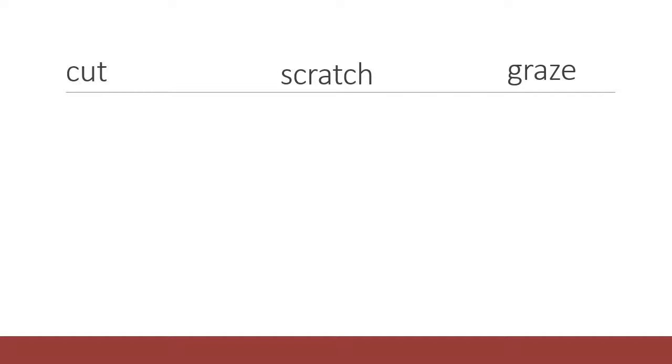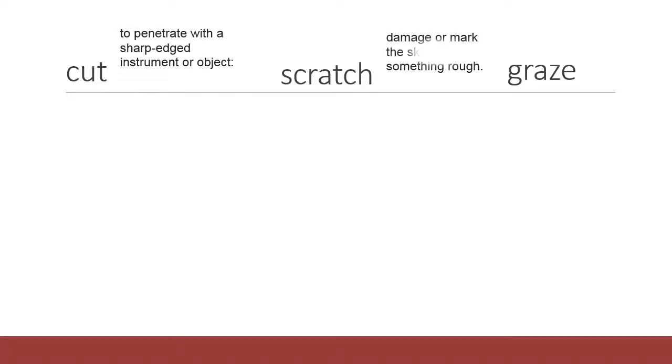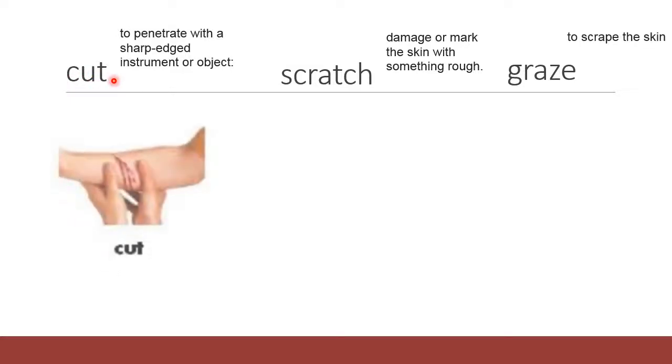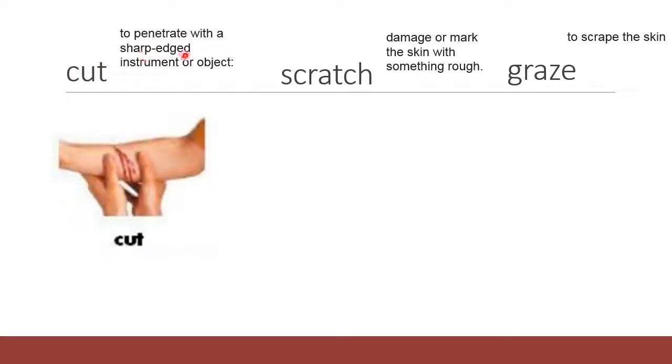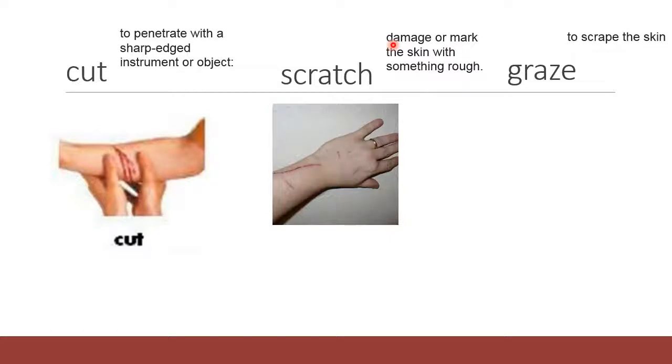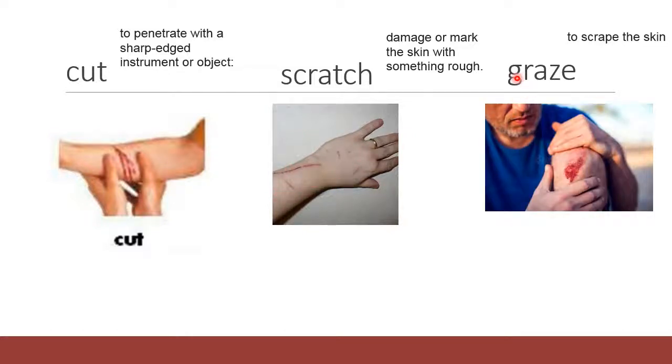The next three verbs are cut, scratch, and graze. Cut means to penetrate with a sharp-edged instrument or object, as you can see here in the picture. A scratch is damage or a mark on the skin made with something rough. And finally, a graze is to scrape the skin.